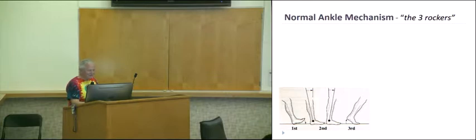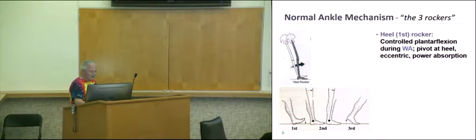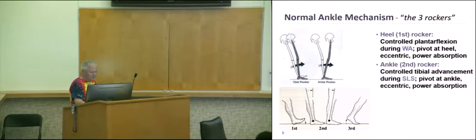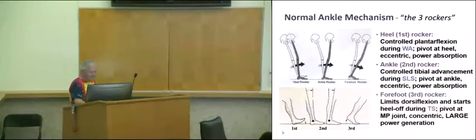It gets a little confusing to look at the ankle, and they're called rockers, and there are a variety of ways of describing them. The first rocker is controlled plantar flexion, when you lower your foot to the ground during weight acceptance. The second rocker is controlled tibial advancement, when you control the tibia over the ankle. And the third rocker limits dorsiflexion and starts heel off, so that's during the swing phase.